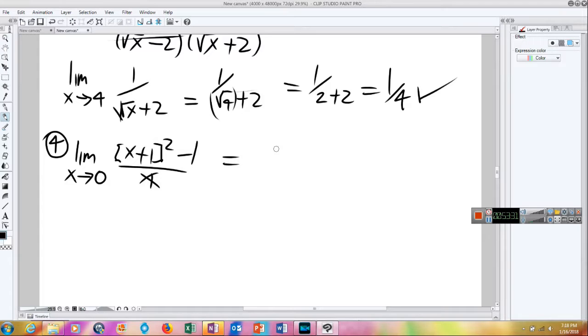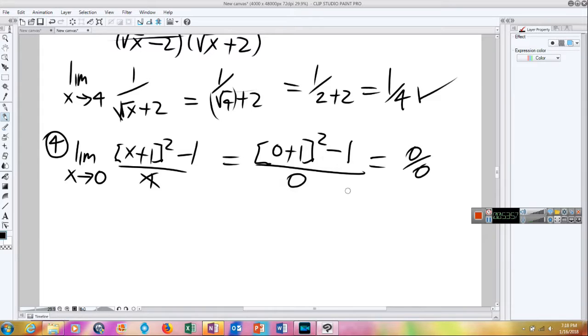So you'd continue to put 0 where you see x, to say 0 plus 1 squared, 1 times 1 equals 1, subtract 1 over 0, and you get 0 over 0. See, 0 plus 1 is 1, 1 squared is 1, that means 1 minus 1 is 0, and you have x equals 0, so that's 0 over 0. And we don't want this answer. We want something else. So we have to figure out what to do.